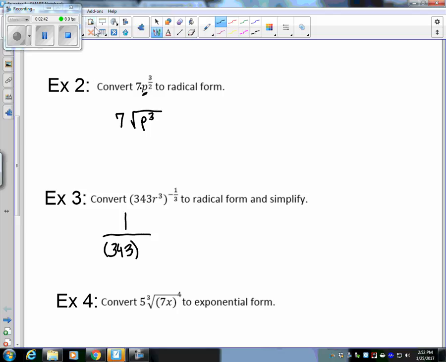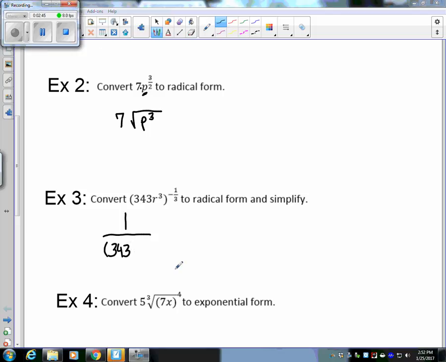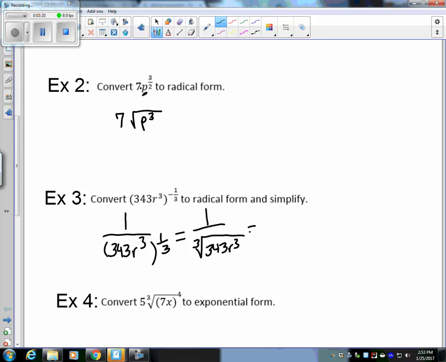343 r to the third, and instead of a negative 1/3, it'll be a positive 1/3. By dropping it from the numerator to the denominator, the exponent becomes positive. Now raising something to the 1/3 power, we're going to change it to radical form, and since the denominator is 3, it would be a cube root of 343 r to the third. And you've learned how to simplify this.